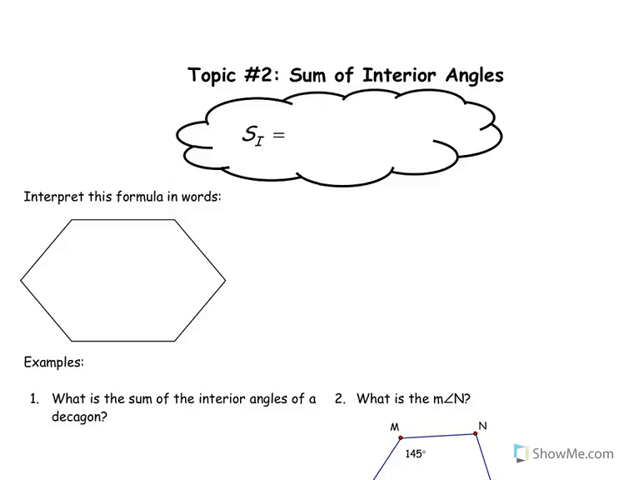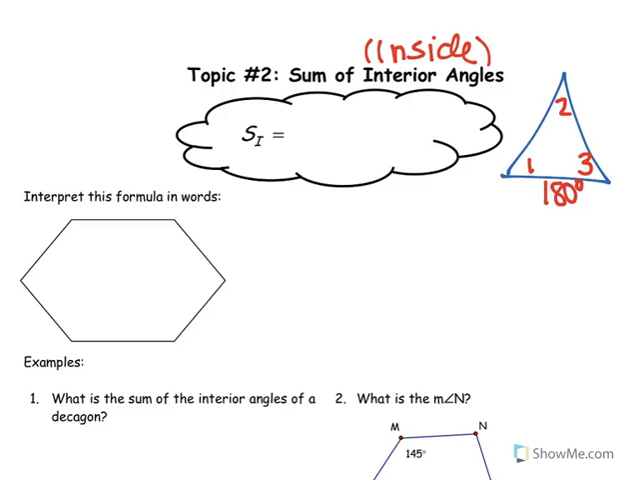Alright, so Unit 4, topic number 2, is about the sum of the interior angles. And we know that interior means inside, okay? So if we think about the most common polygon that we know, a triangle, how many angles inside does it have? 1, 2, 3. What do we know about their sum? Angle 1 plus angle 2 plus angle 3, we know is 180 degrees already, okay?